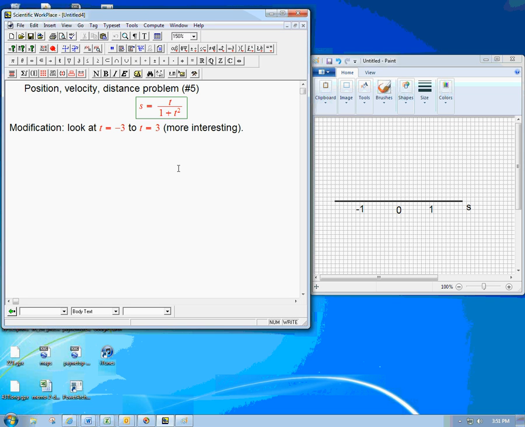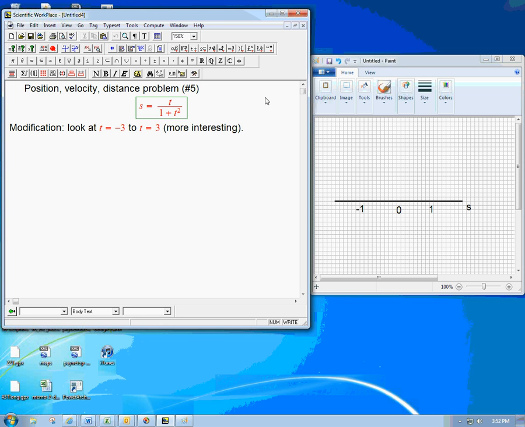Here's a worked solution to number 5. Since I didn't want to do this in class, we have the position s given by t over 1 plus t squared. Their version of the problem goes from t equals 0 to t equals 8, but I'm more interested in letting t be negative because we can observe some more interesting stuff about this particular function.